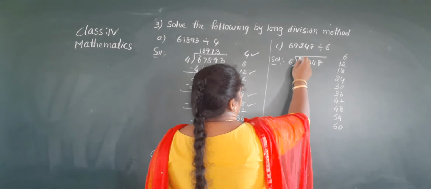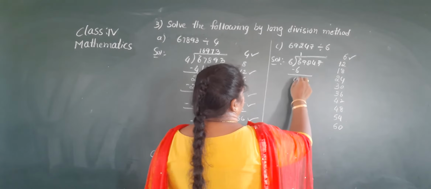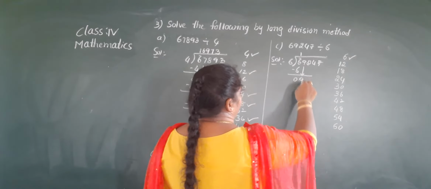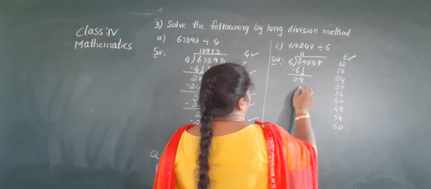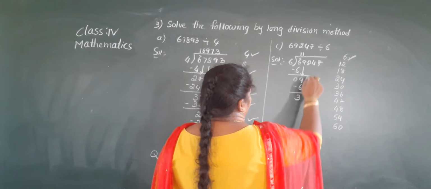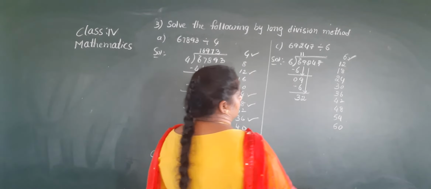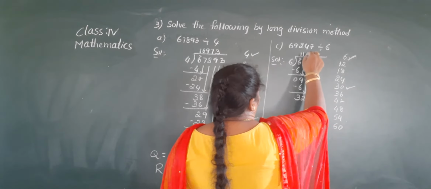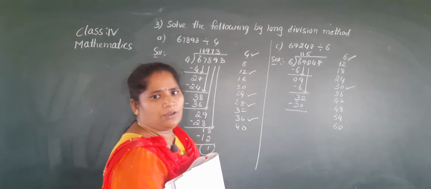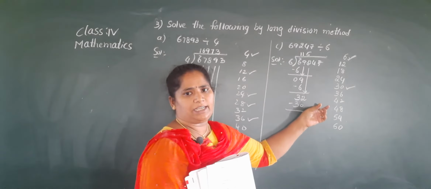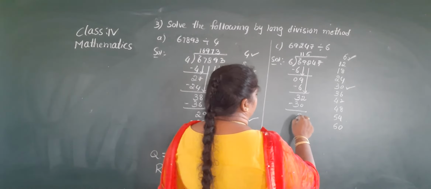Now see this 6 is there. 6 1s are 6, 1 time go. 6 minus 6 is 0. Take down 9. 9, nearest number is again 6. 6 1s are 6. 3. Take down 2. 32. Nearest number, 6 5s are 30. Don't take 36. Why? Because it's a big number. We can't subtract 36 from 32. So you take 6 5s are 30. So 32 minus 30 is 2.